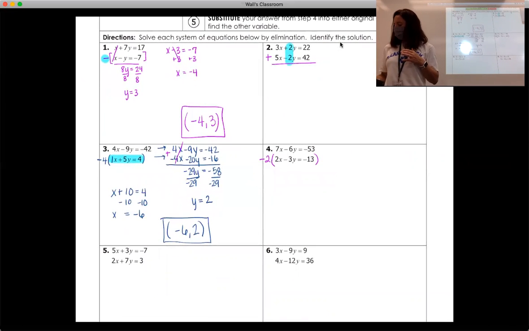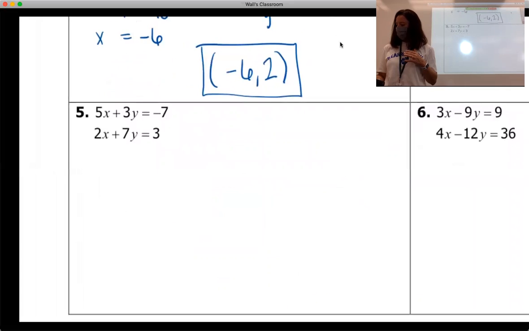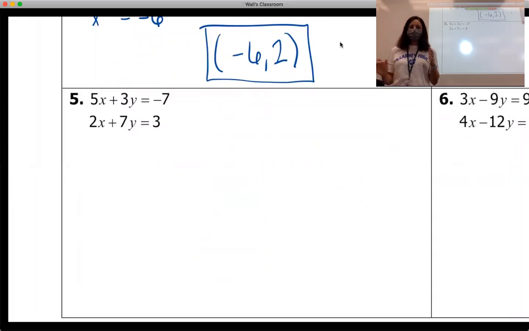All right, so let's do one more together. Let's look at number 5 before I turn you loose to work some of those on your own. On number 5, we're already all stacked up, right? X is on top of x's, y is on top of y's, constants on top of constants, which is what we want. None of them match up.